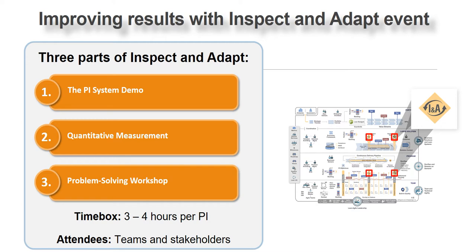All the system demos that have been done for the first 4 weeks get integrated, and a final system demo is done for that particular PI. Then quantitative measurement is more about, have we met our goals? How are we progressing towards our goals? So they look from that perspective. They look at the metrics that get generated for that particular PI. And then a problem solving workshop. What are the problems?